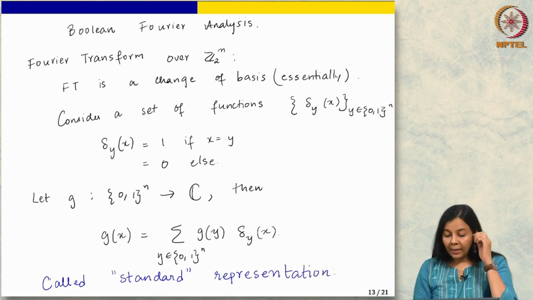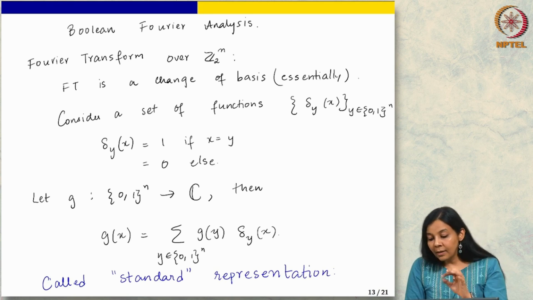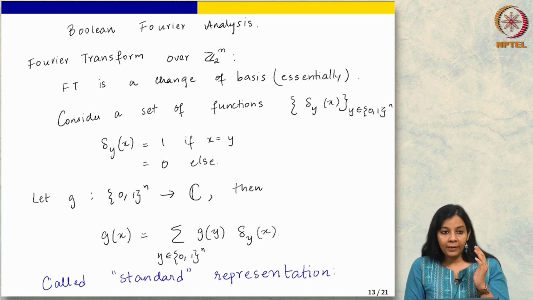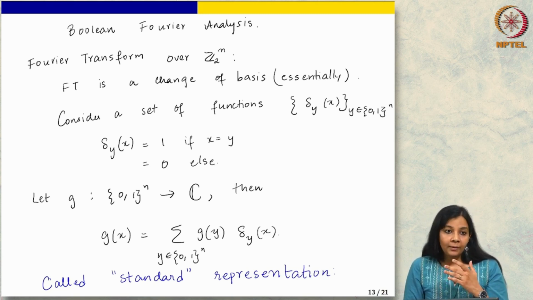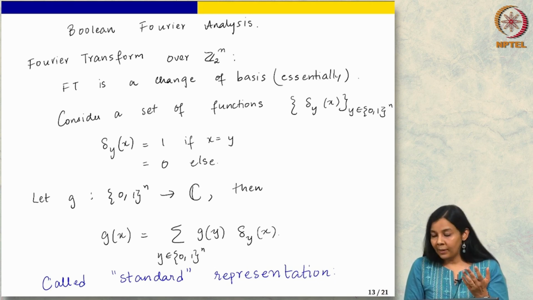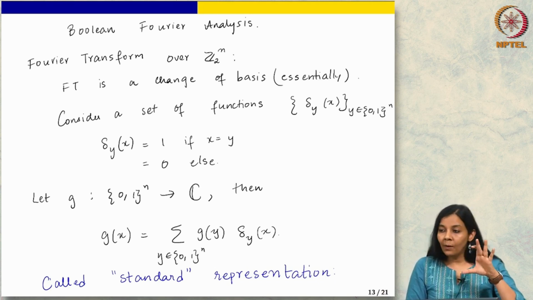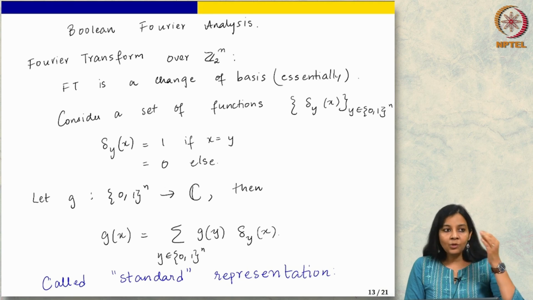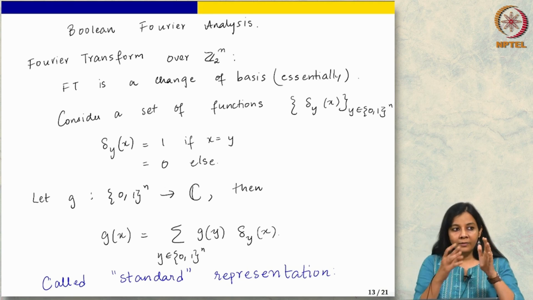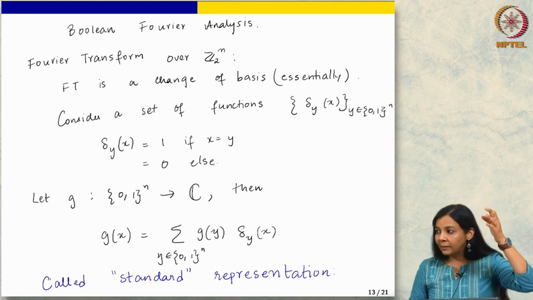Note that each function delta_y, if I think of it as a vector, how many entries will it have? It will have 2 to the power n entries, with one non-zero entry, right. So you can think of the delta_y, the basis vectors, as being vectors of length 2^n, where each one of them has a single one in a given position. So it's like a long unit vector, right.